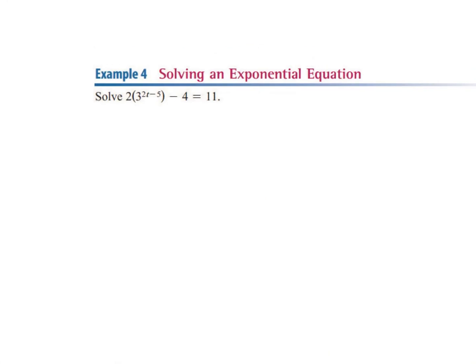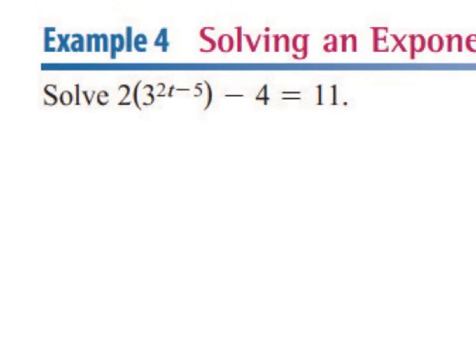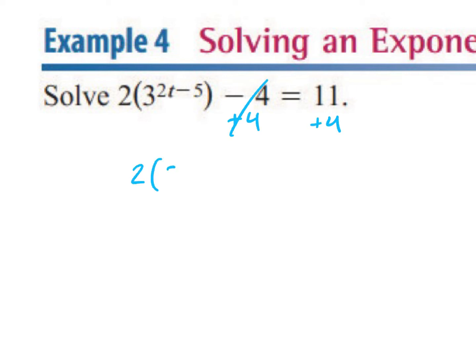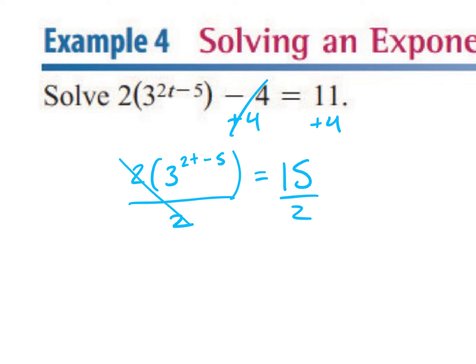All right, so let's look at example 4. What do you think I should do first to solve? Add 4, move it to the other side. So 2 times 3 to the power of 2t minus 5 is equal to 15. What can I do next? Divide by 2. So 3 to the power of 2t minus 5 is equal to 7.5.